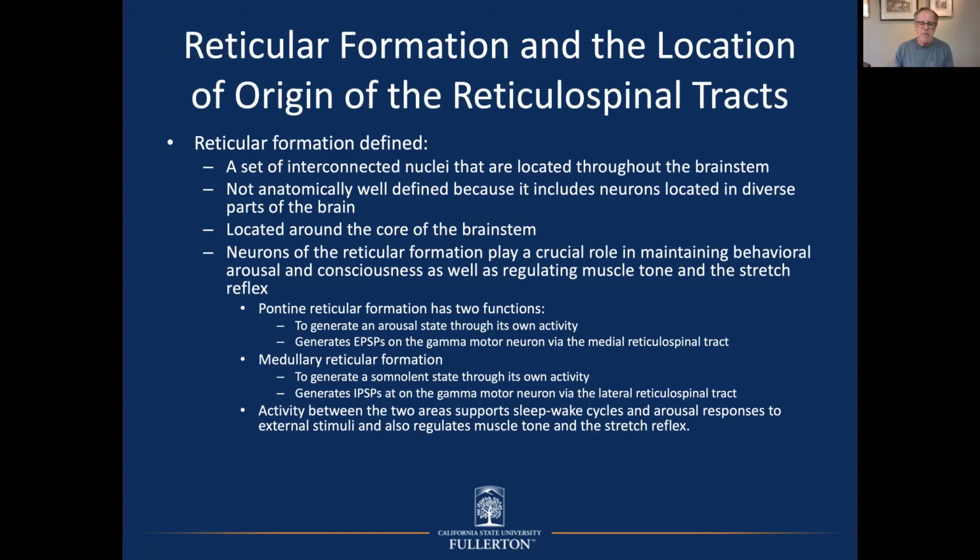In other words, a lot of structures, like let's take the nucleus ambiguus or the hypoglossal nucleus. If you cut a cross section through the brain, you can clearly see the boundary of those. You know, there's white matter around it, and some gray matter within it, and you can see the boundary. And not so true of the reticular formation. It does not have a clearly defined border. But the general location is around the core of the brainstem.